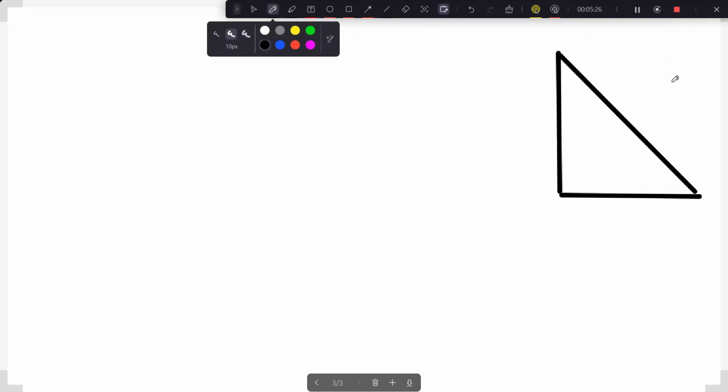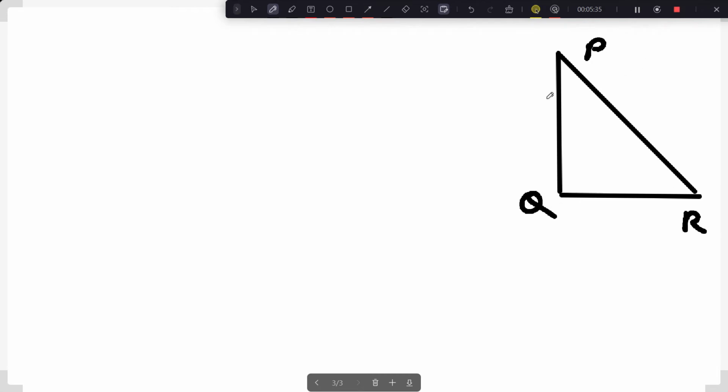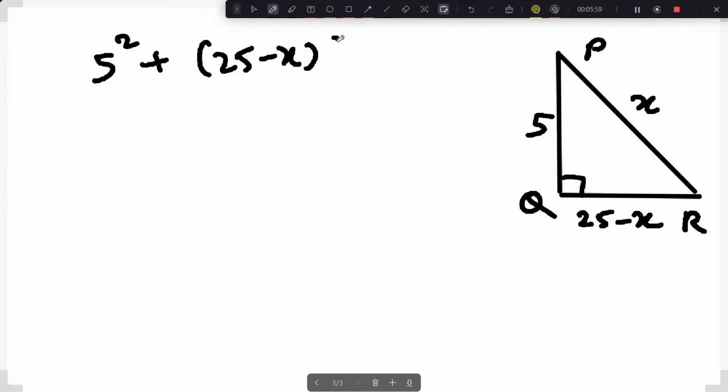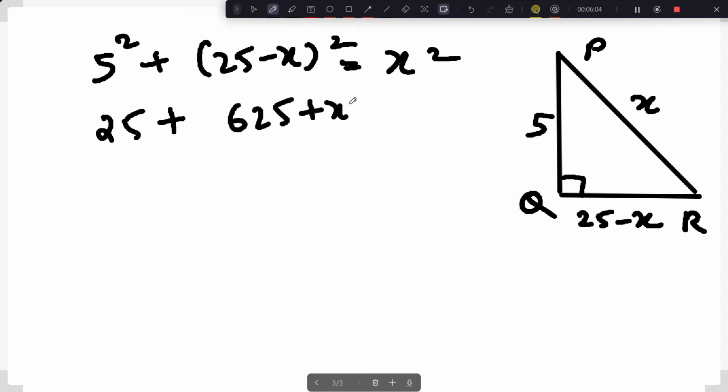It is right angled at Q. PQR. So this is what I had done earlier also. PQ is 5, right angled at Q. PR plus QR is 25. So let's assume this is x and this is then 25 minus x. By Pythagoras theorem, 5 square plus 25 minus x whole square is equal to x square, right? So 25 plus 625 plus x square minus 50x is equal to x square. The x squares are getting cancelled, this going on to the other side.